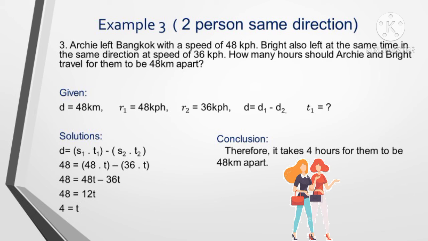So 48 equals 48 times T minus 36 times T. And then 48 equals 48t minus 36t. And then 48 equals 12t. And then 4 equals t. So here is the conclusion. Therefore, it takes 4 hours for them to be 48 km apart.